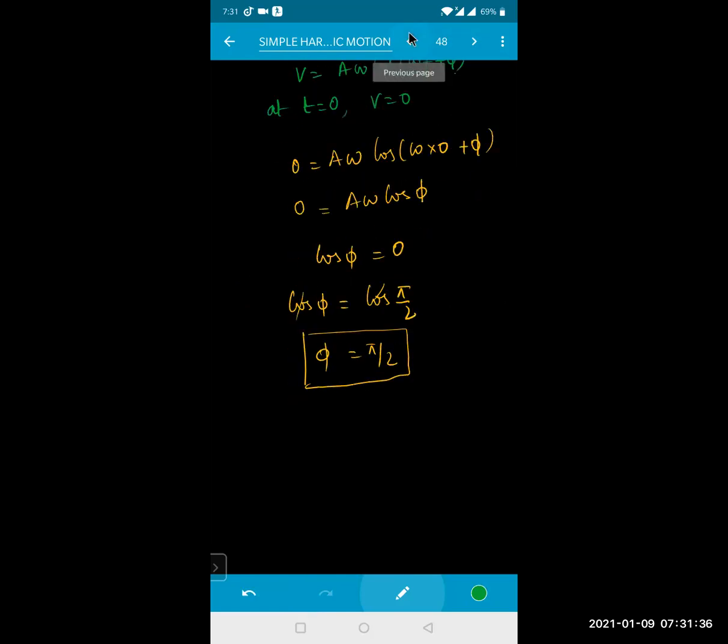Now, can you tell me what the velocity will be? So v equals A into omega into cos of omega t plus pi by 2, isn't it? So this will become, cos 90 plus theta is nothing but minus sin theta. So it is minus A omega into sine of omega t. Cos 90 plus theta is minus sin theta. So v is negative.